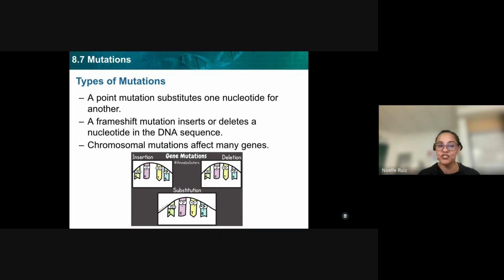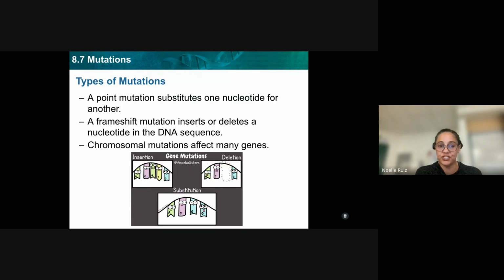There are some called a frame shift mutation, which will insert or delete a nucleotide in a DNA sequence. We know by now that we read DNA 3 by 3 by 3 by 3. So if you insert a nucleotide in the middle of a DNA sequence, it's going to shift that reading frame so that we read the wrong set of 3. Or if you delete, it'll shift that reading frame over. It'll start reading the wrong set of 3. That's why they're called frame shift mutations.